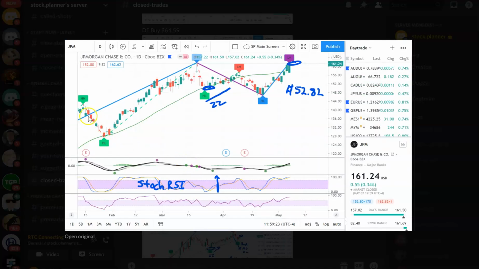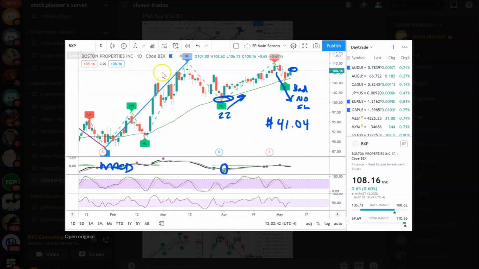JP Morgan. Nice swings. Look at that. Stochastic RSI right about here. And a good play would have been to get out there, but I missed it and made the swing here and the swing there. $52.82. Another muddle. I hope people watching will play this better than I did, but it's still a profit.